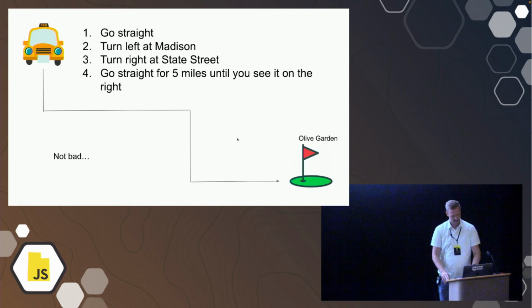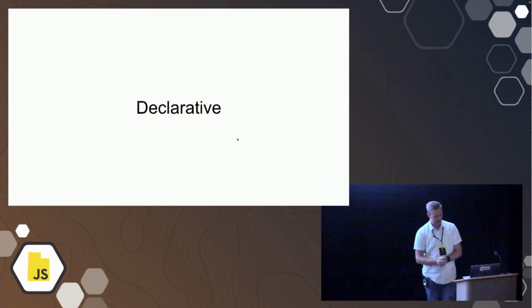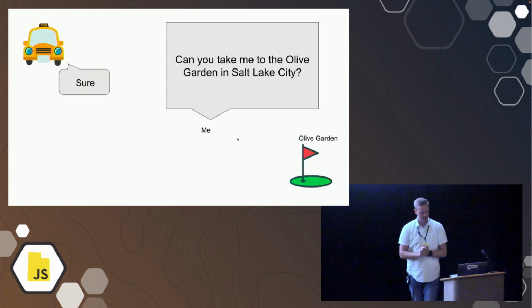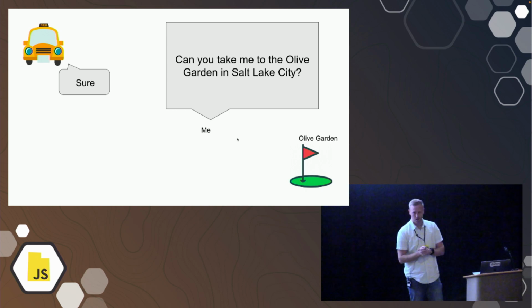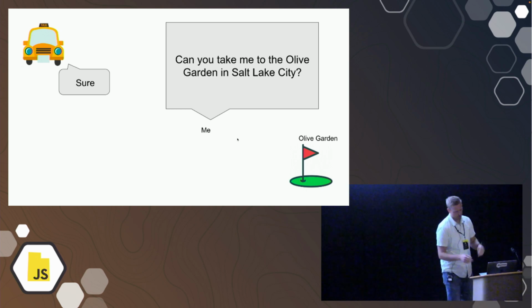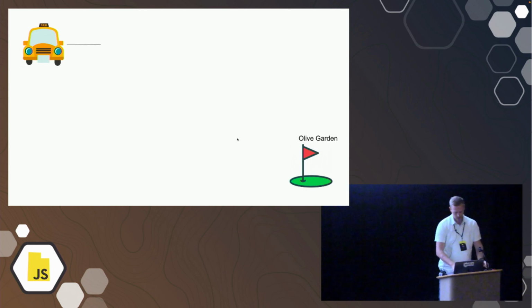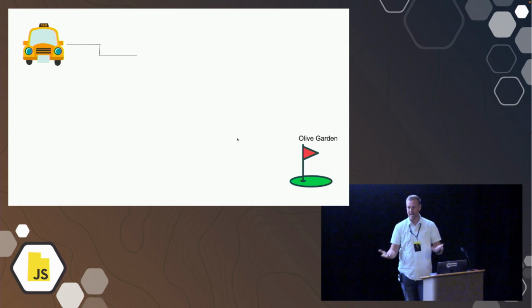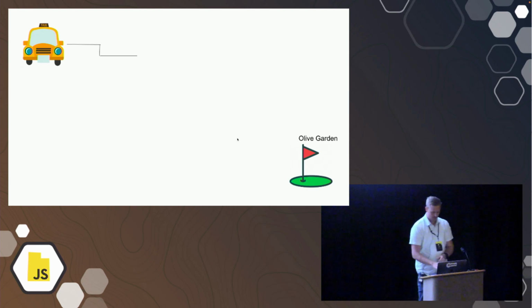Not bad. All right, let's look at a declarative example of this. You get in the taxi and you tell him, can you take me to the Olive Garden in Salt Lake City? And he's like, sure. Okay, so he starts driving, takes a turn, another.